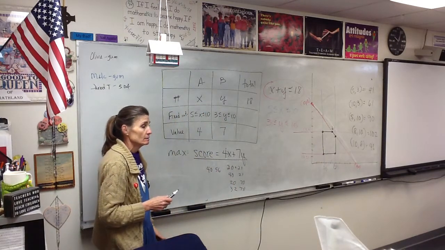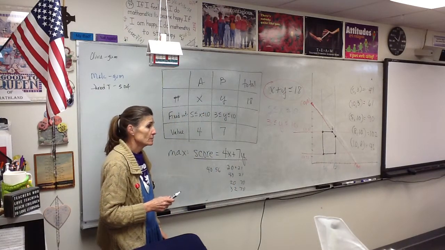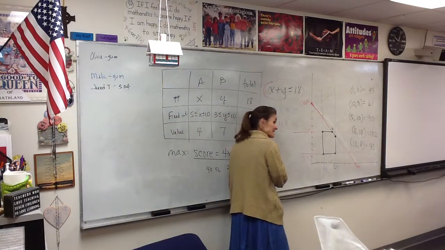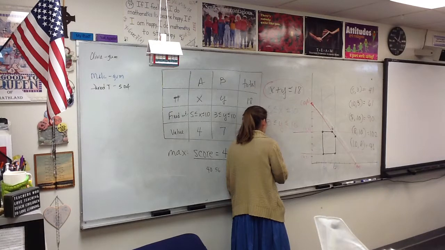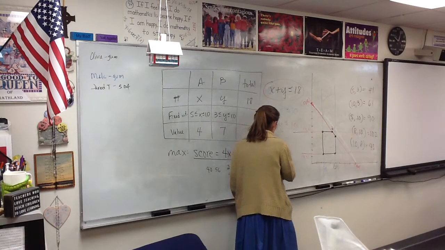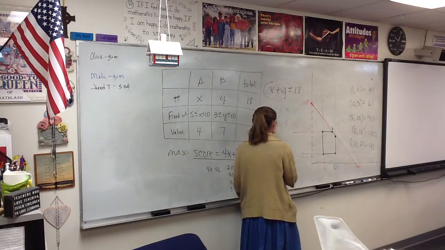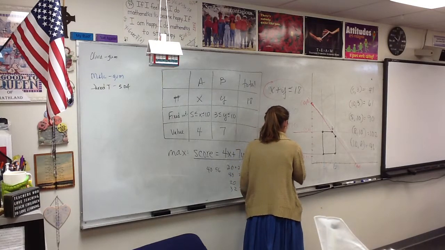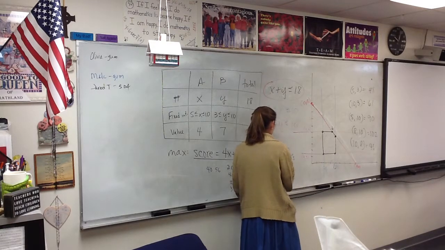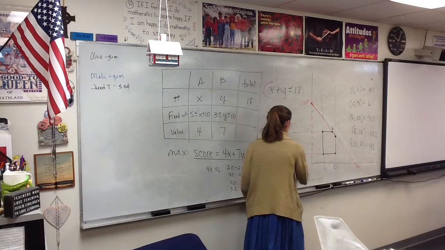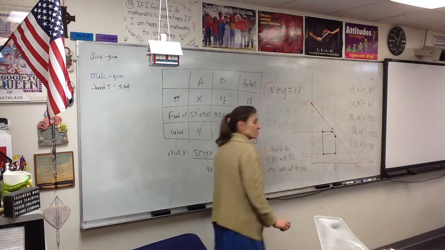How should we write your answer? You physically write a sentence. I, or he, or you, whoever's in the problem, should do 8 A's and 10 B's. My score will be 102. That's the answer to the question.